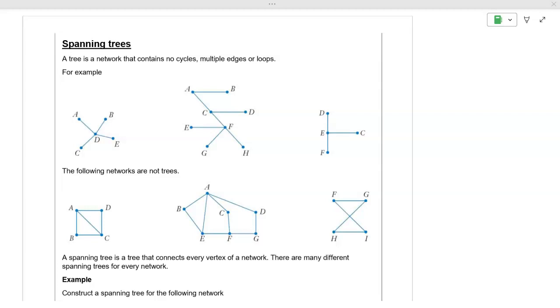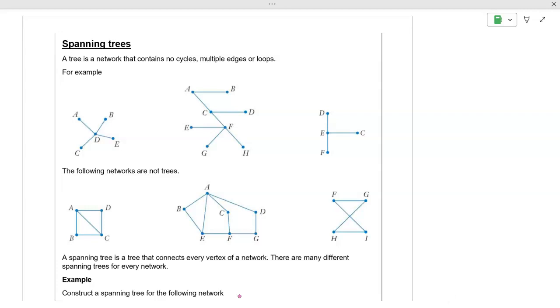Now we're going to look at spanning trees. So a tree is a network that has no cycles, multiple edges, or loops. So we can see here from vertex D, we have all of these edges coming off, but none of them then connect. So same here, I have no edges that join together to make a cycle. They're all just ending at their own points here.